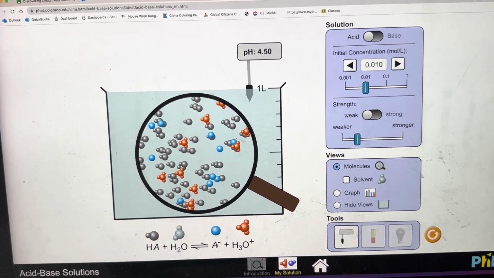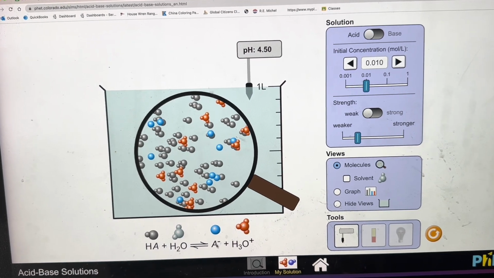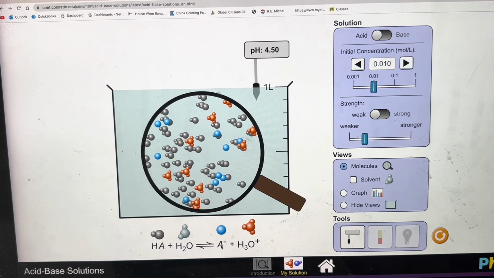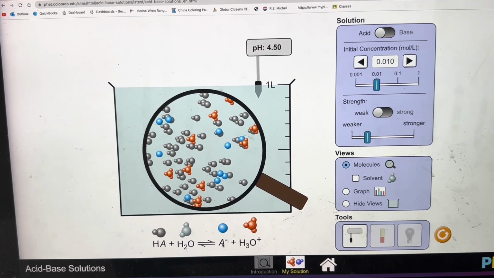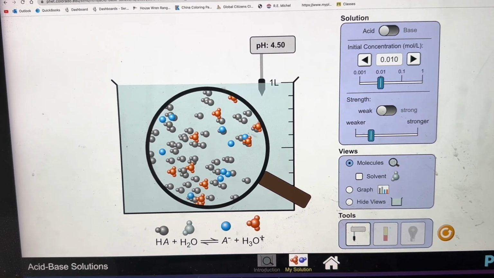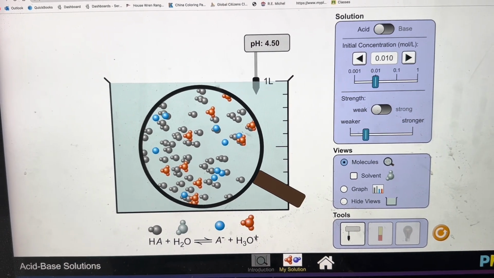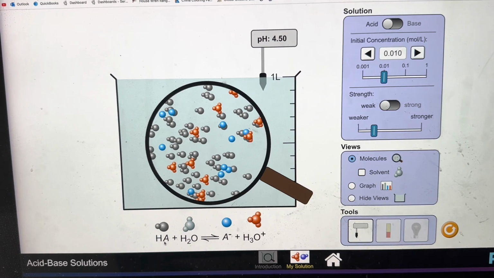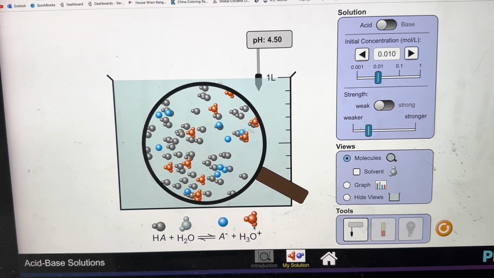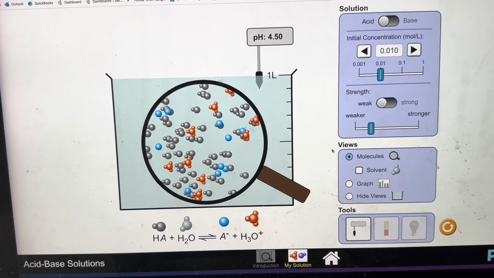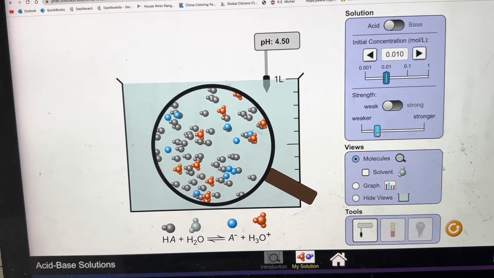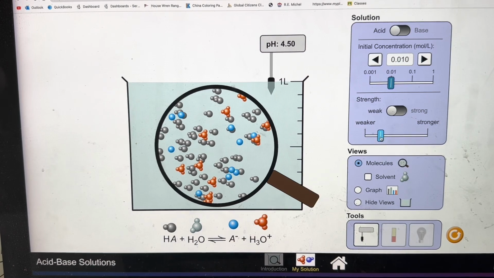And it's going to break apart into the A minus, so this would be the leftover acid after the H has been donated. Our water here is going to be the acceptor of that hydrogen ion and make hydronium. So our water here is acting as the base. This would be our acid. Right now, it's a pretty weak acid, right? Our pH is 4.5. So I'm going to make this acid stronger, and I want you guys to look at what happens to the color.